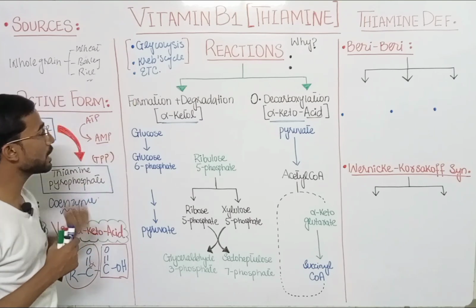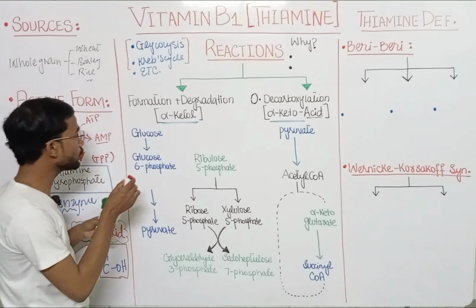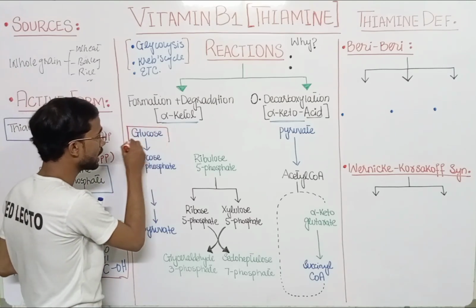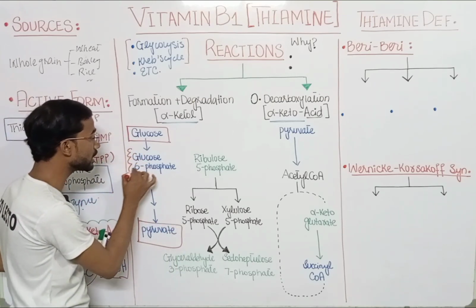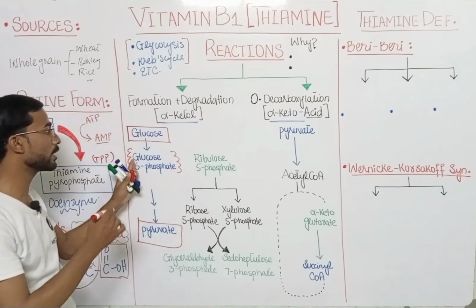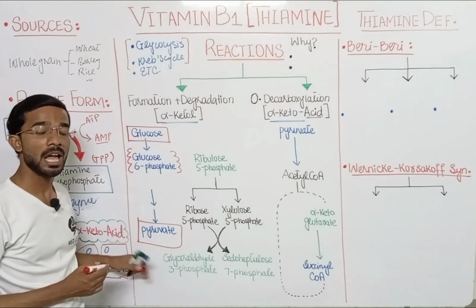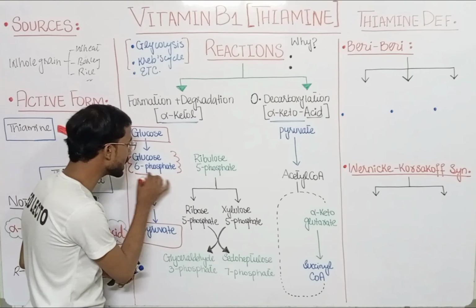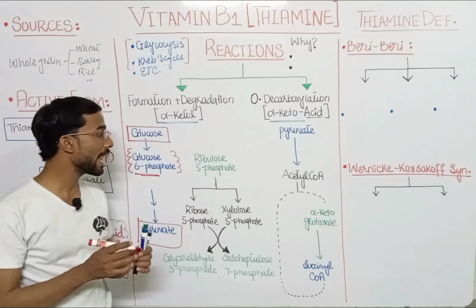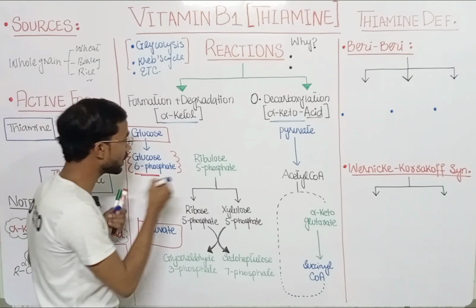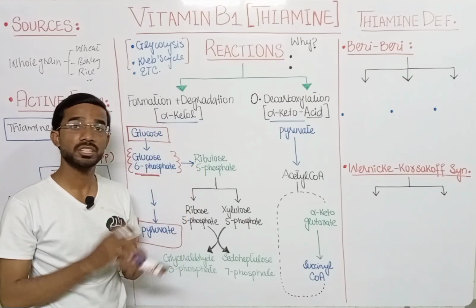Here, in glycolysis, glucose is converted into pyruvate. In this process, glucose is converted into glucose 6-phosphate and a lot of other intermediates, and ultimately you will see the formation of pyruvate. But in some situations glucose 6-phosphate will go to the hexose monophosphate shunt, and it will convert into ribulose 5-phosphate with the help of the shunt pathway.